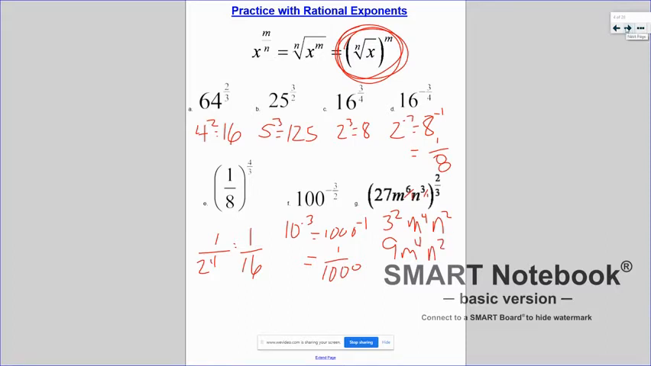So that's the rational exponents and how we deal with those. We really have to understand that the root is what's on the bottom of the fraction when I have the exponent, and the power is what's going to be on top.